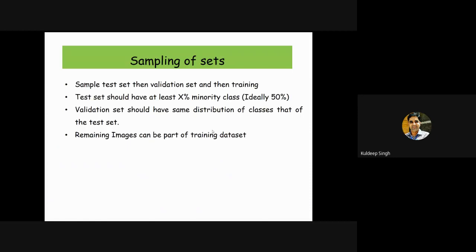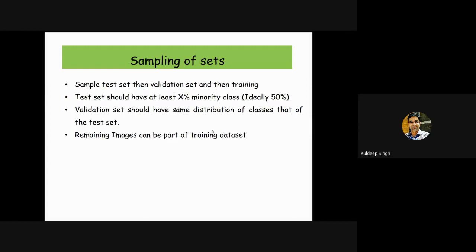And now how do we sample these data sets? How do we construct them? We sample the test data set first, then the validation set, and then training. This sequence must be followed whenever we are sampling these data. Firstly, we will sample the test data set, then we will go for validation, and finally for training. And there is a condition to it. Whenever we are sampling a test data set, we should have at least X% minority class. Ideally, it should be 50%. So suppose we are curating a data set for COVID chest X-rays, we should have 50% of chest X-rays belonging to coronavirus and 50% to the normal category.